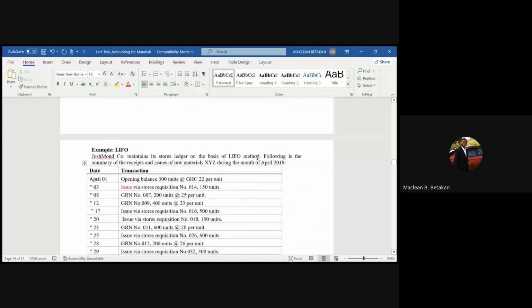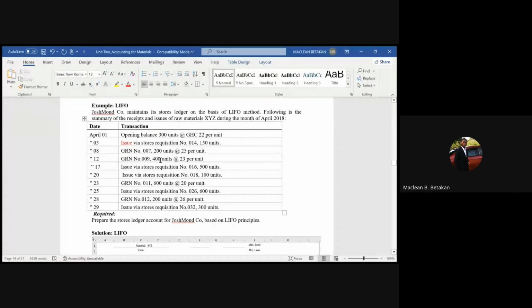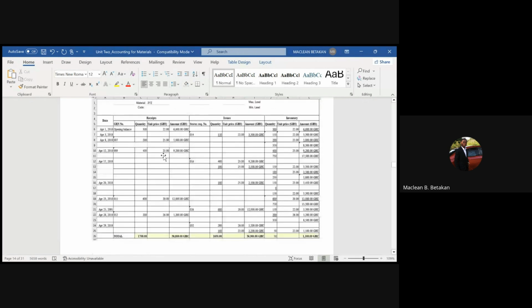The next transaction was also a receipt of 400. Then you record it under the receipt column, 400, and you send it to the inventory column. So 400 adding to 350, you get 750, and the value is also there.